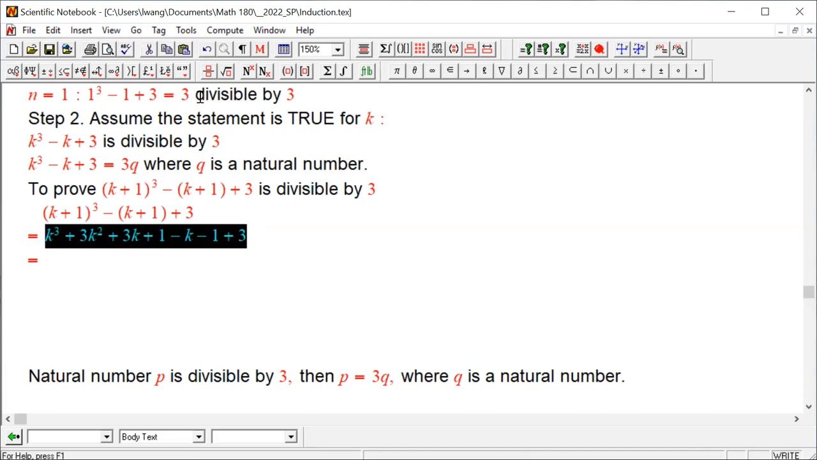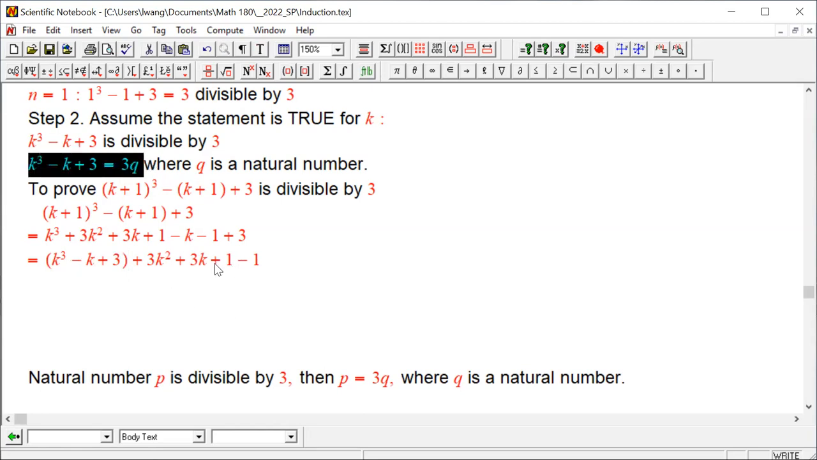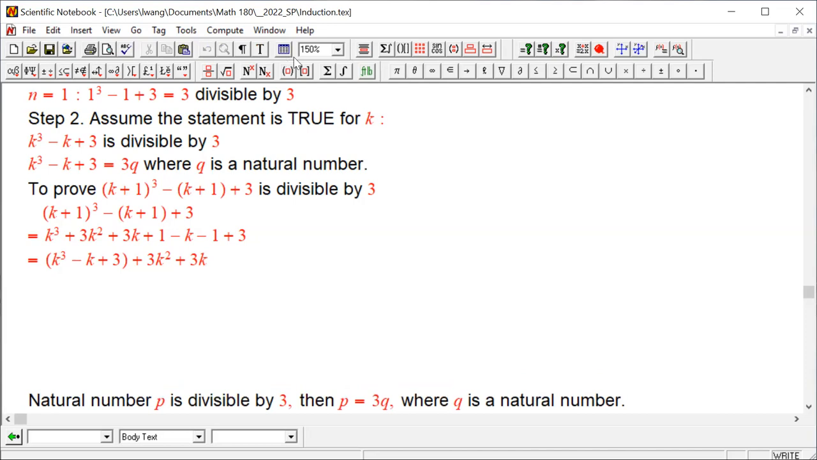Now let me do it this way. I'm going to move things about so you can see how I move them. Minus k is needed, right? So I'm going to put a minus k here, and we need a plus 3, so I'm going to have a plus 3 over here. So that piece I can use the assumption. And the rest of it, plus 1 minus 1, that makes 0, yay. So we're so close, right?